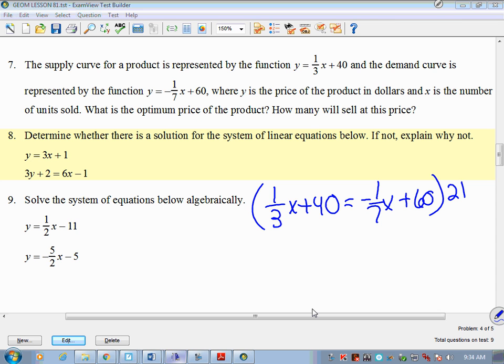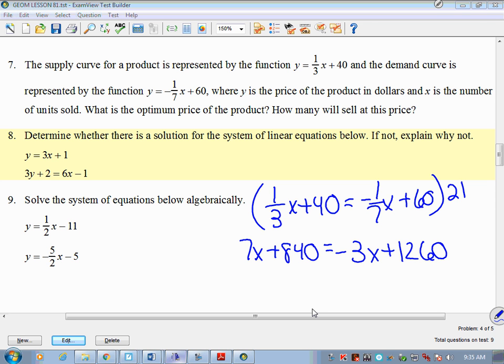What's 21 divided by 3? 7, so that's going to give me 7x. What's 40 times 21? That's probably a pretty big number, right? 840. All right, what's 21 times -1? Probably -21. What's -21 divided by 7? -3x. And what's 60 times 21? 1,260. I'm going to take your word for it.